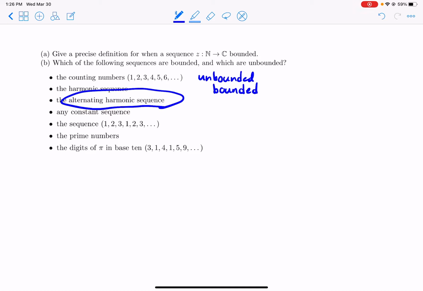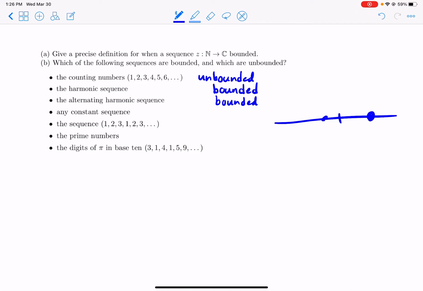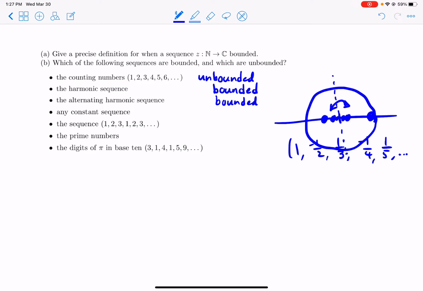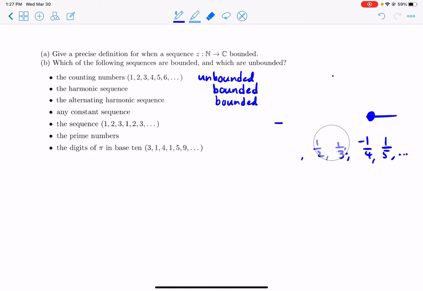The alternating harmonic sequence will also be bounded. It starts at 1, then it goes to negative a half, then a positive a third, then negative a fourth, and then positive a fifth, and then negative a sixth. So it's like 1, negative a half, 1/3, negative a fourth, 1/5. But just because it bounces back and forth from the left and the right, here in the complex plane, they're still all contained inside a ball, say of radius 2. A radius 2 ball would contain them. Even a radius 1 ball would contain them. Or maybe a radius 1.1 ball. So they are bounded.